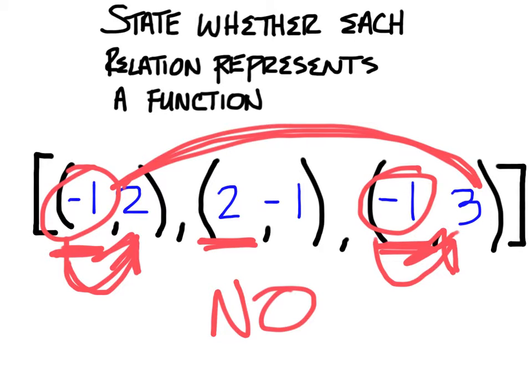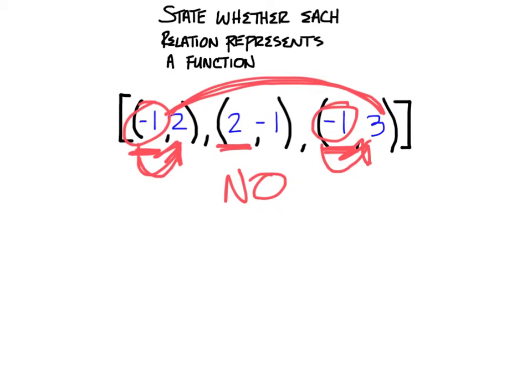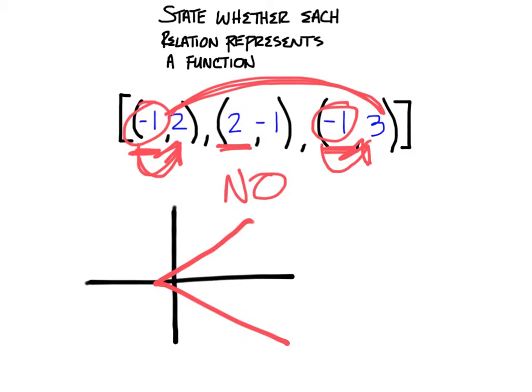You cannot plug in a -1 one time and get a 2, and then plug in a -1 into the same function and then get back a 3. That's not supposed to work that way. That is why some of these items that we had before, such as this one, were not a function, because you could plug in a +2 and get something here and yet still get something down here. That's why we have the vertical line test. So this one would be no.